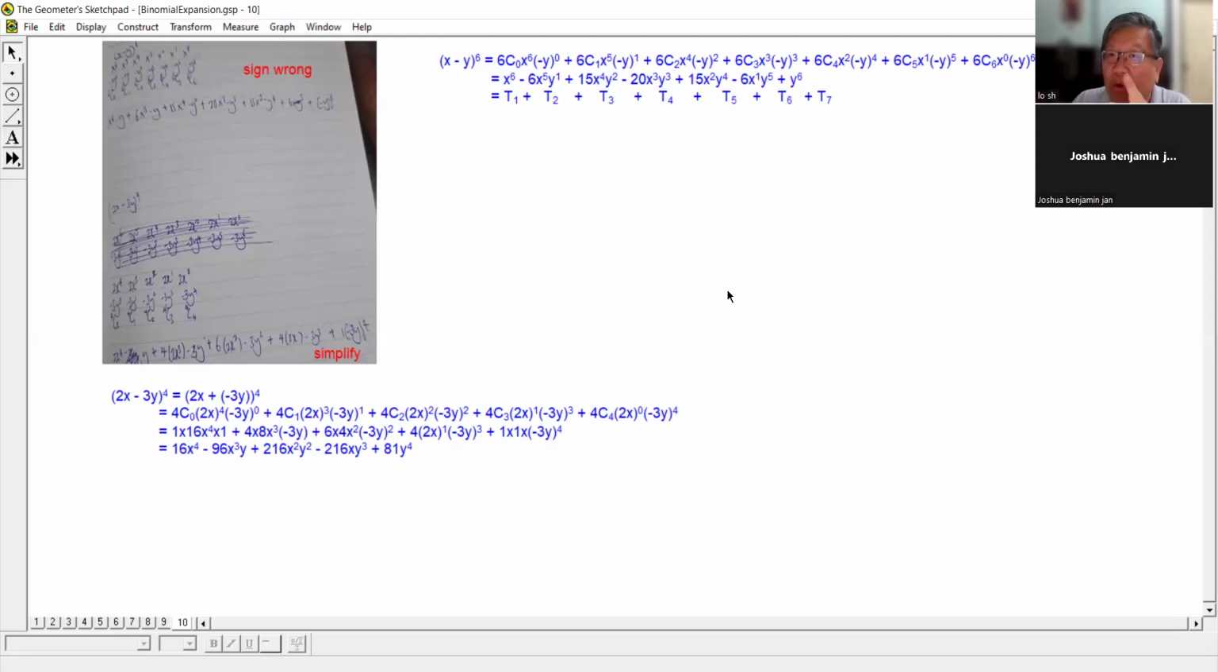Use the pattern that I told you. Don't use the matching method, matching top and bottom. I don't want that method. Can? Okay.